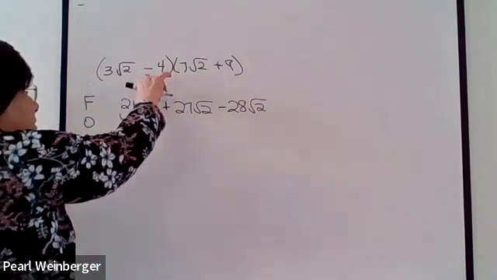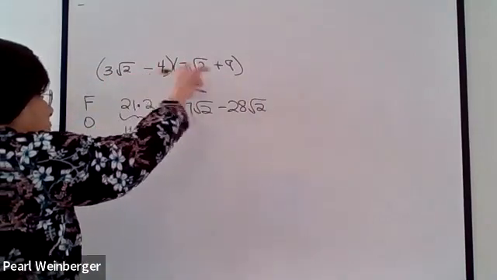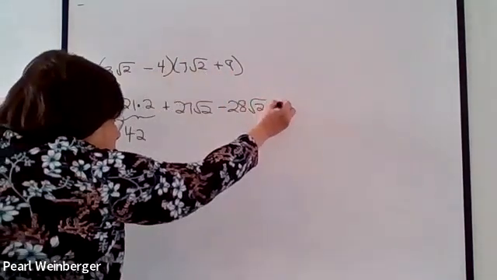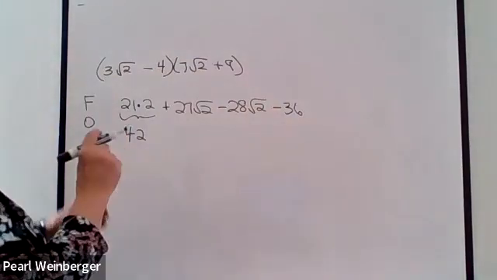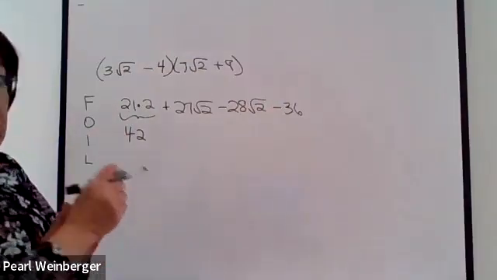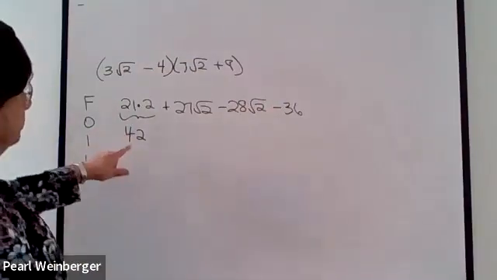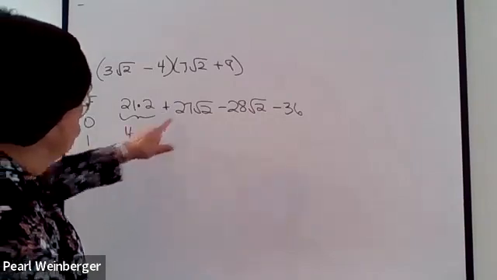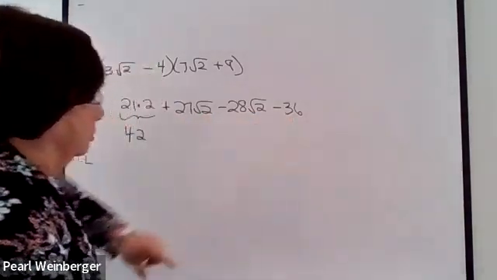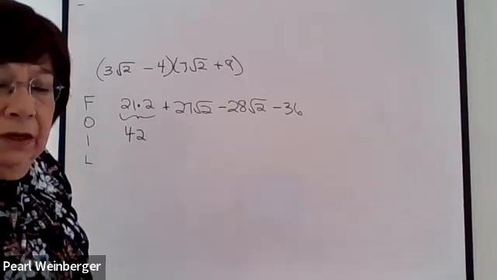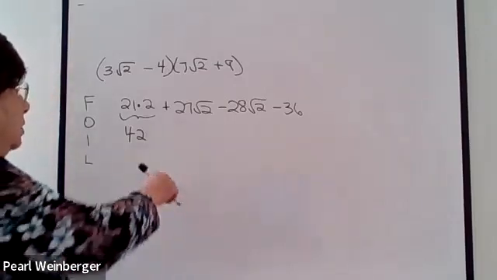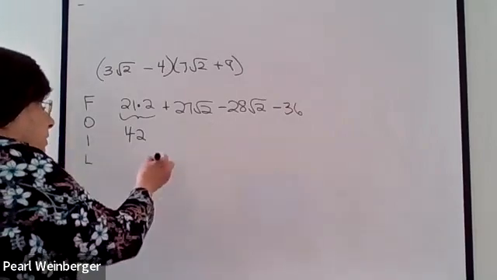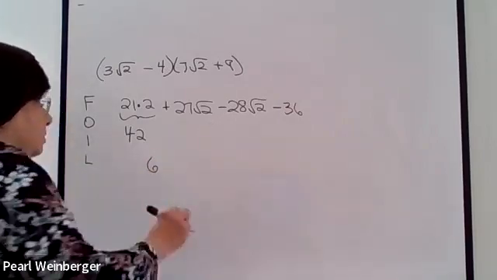And finally, the last is -4 times 9, which is just -36. And now we're going to combine like terms. So I have a 42 and a -36. Those can be combined because they are just plain numbers without any radicals. 42 minus 36 is 6.